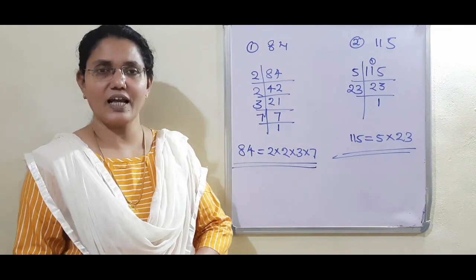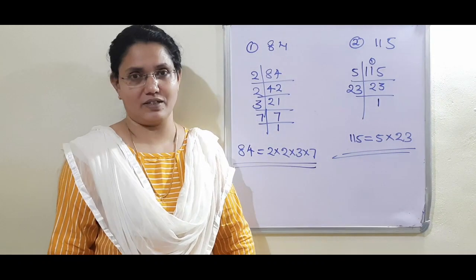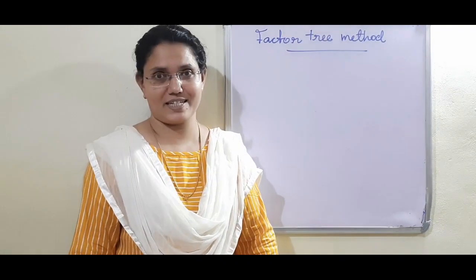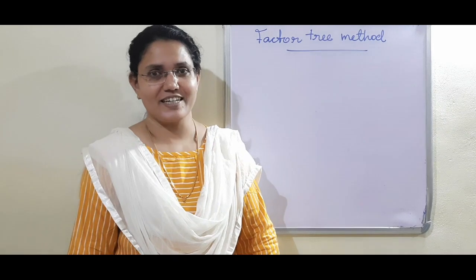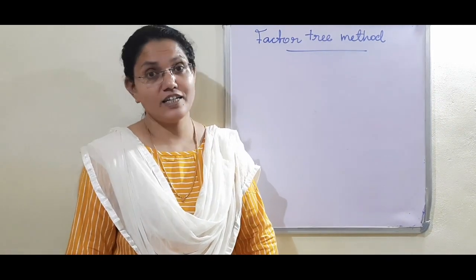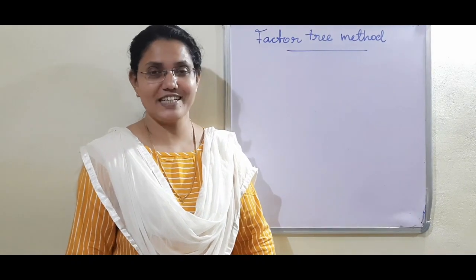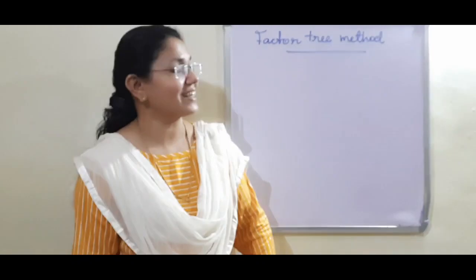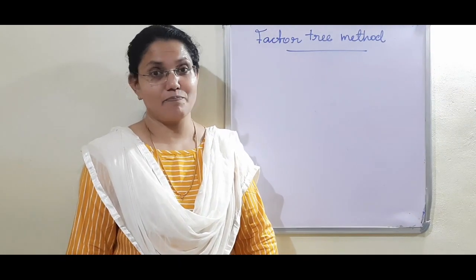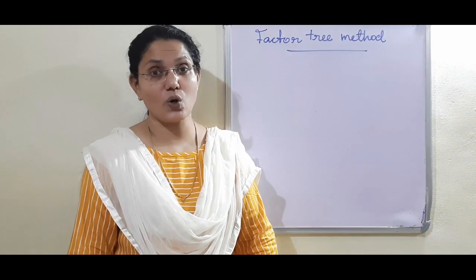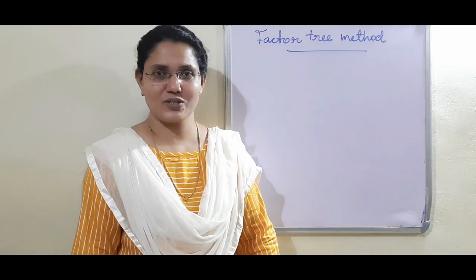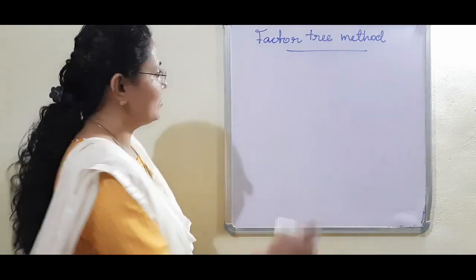Okay. Now we can learn the factor tree method. Factor tree method means the method of writing the prime factorization of a number in a pictorial form is known as the factor tree method. In this method, the factors are shown as the branches of a tree. Let us start with some questions. Okay. First question.